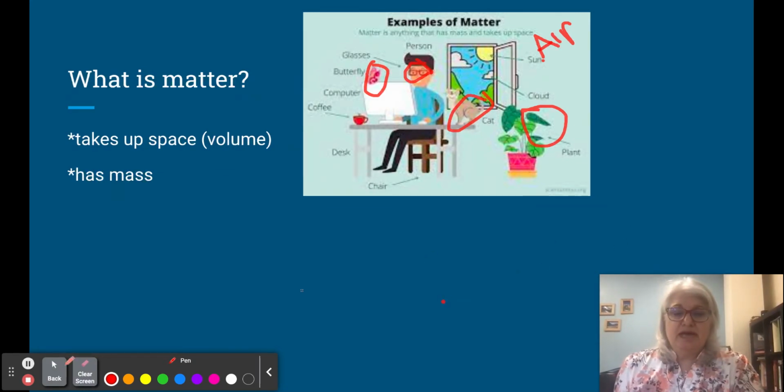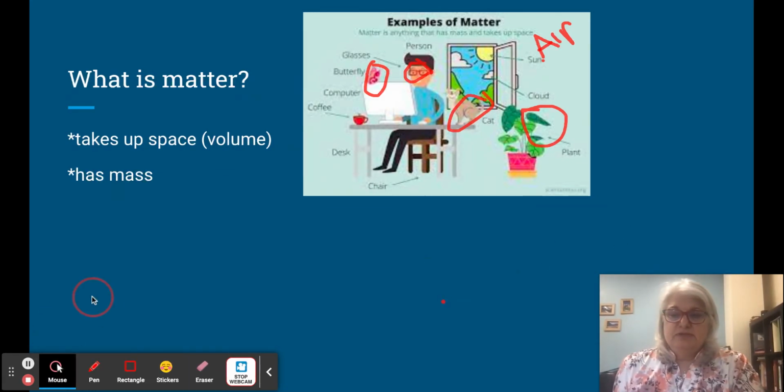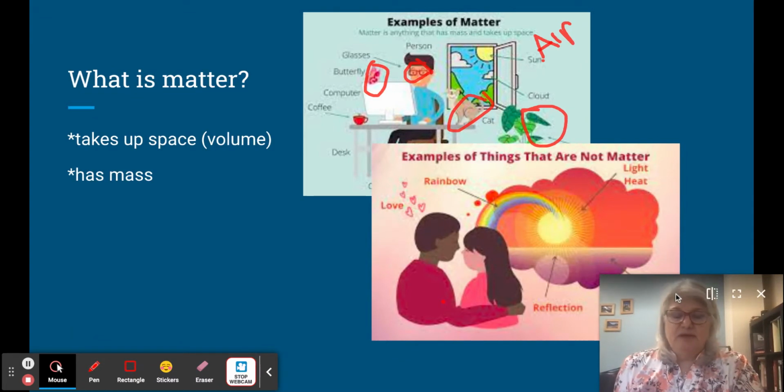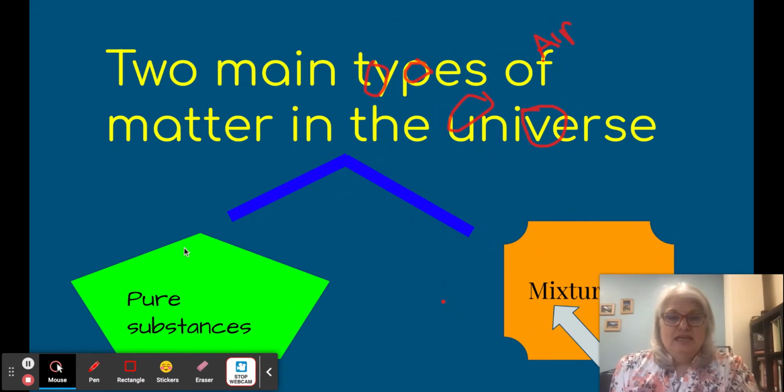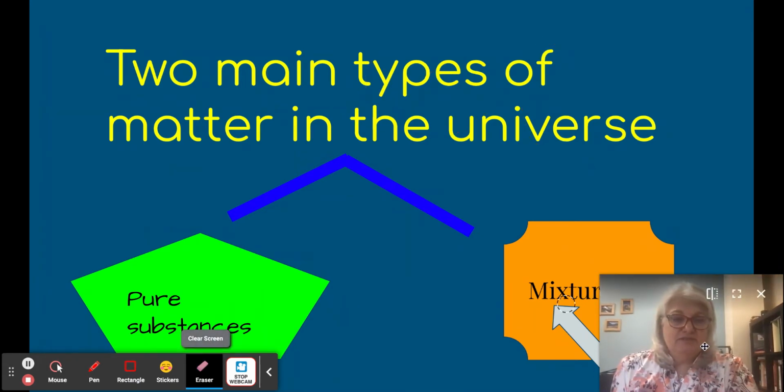What is not matter? Here's some examples of things that are not matter. A rainbow is actually diffracted light waves. Heat is actually a transformation of energy, so it is not matter. Love, while it matters, is not made up of matter. So hopefully that helps you understand what matter is. Now let's talk about how we classify it, because there's lots of different ways to classify it.